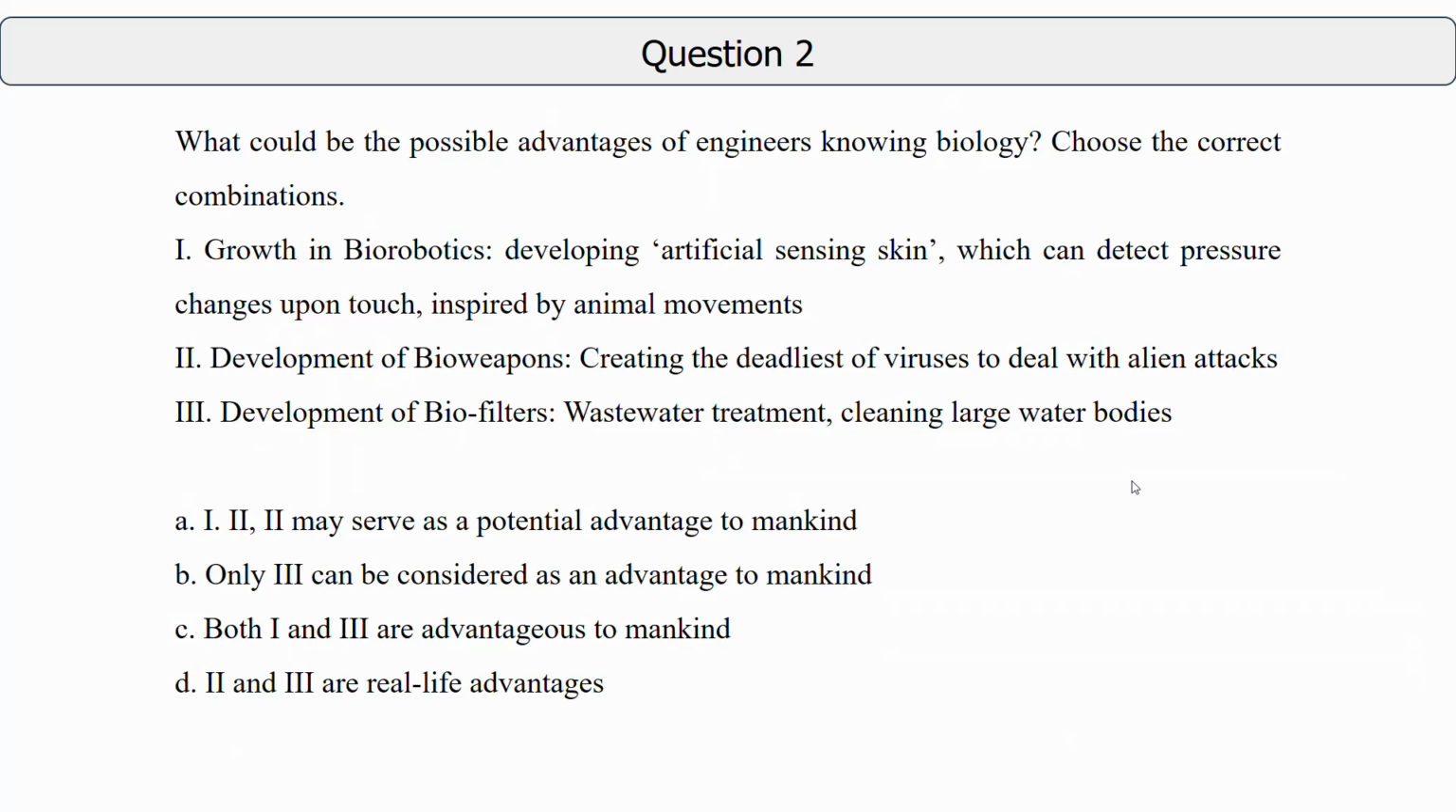Okay. What's your name? Sir, Siddharth. Okay, Siddharth. So we'll discuss it in detail. Options 1 and 3 are the advantages to mankind, which are biorobotics and biofilters.